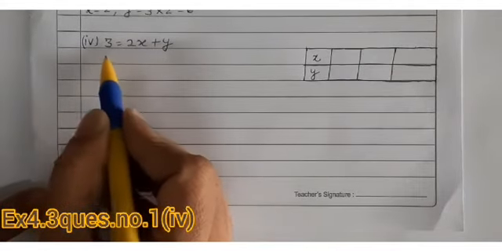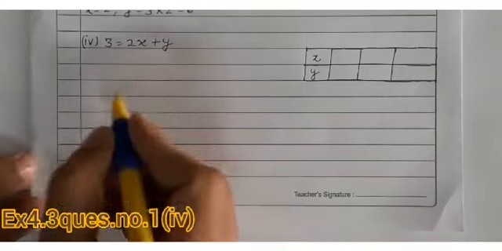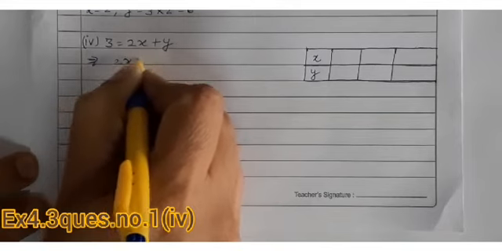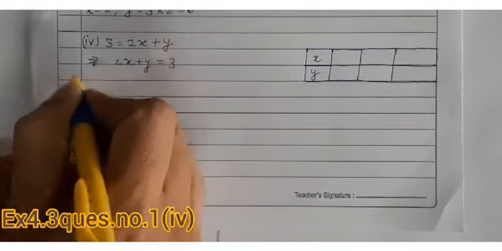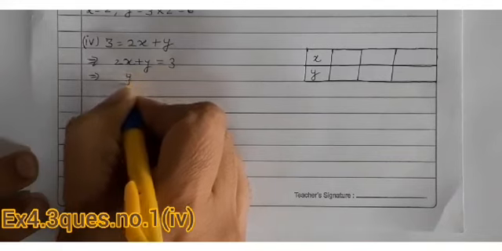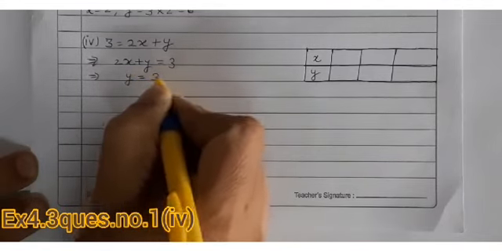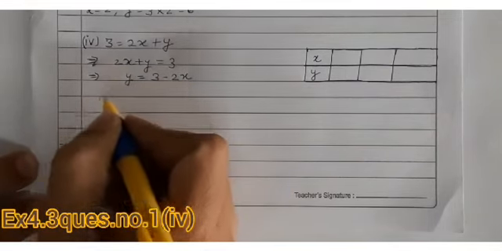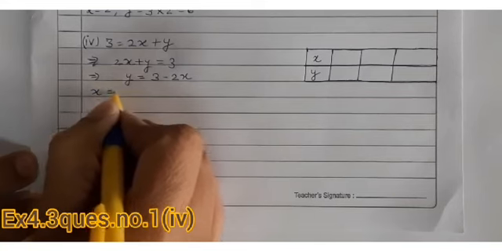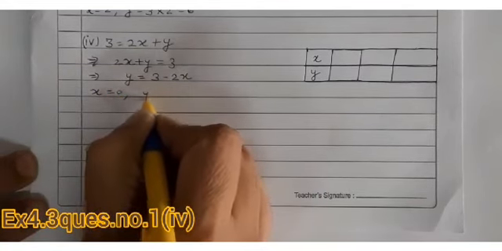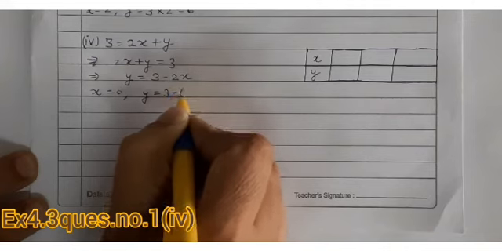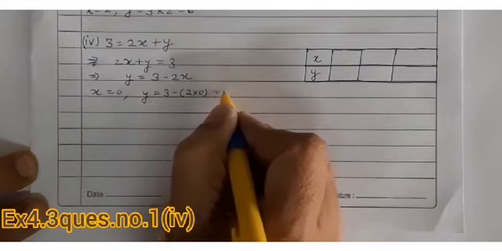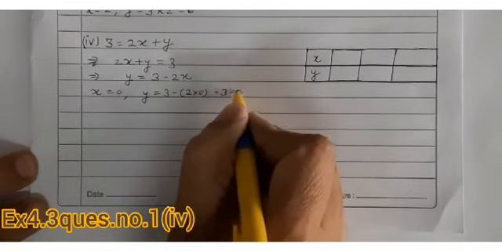3 is equal to 2x plus y. Can I write it in this way? 2x plus y is equal to 3. If I put y on this side and take 2x to that side, what will it be? y is equal to 3 minus 2x. Then what to do? Take x is equal to 0 and you can get the value of y. See, 3 minus 2 into 0, that is 3 minus 0.